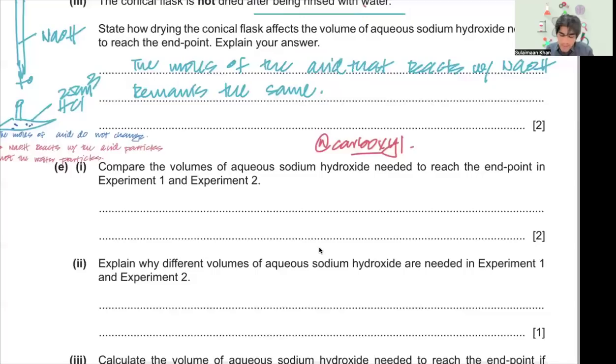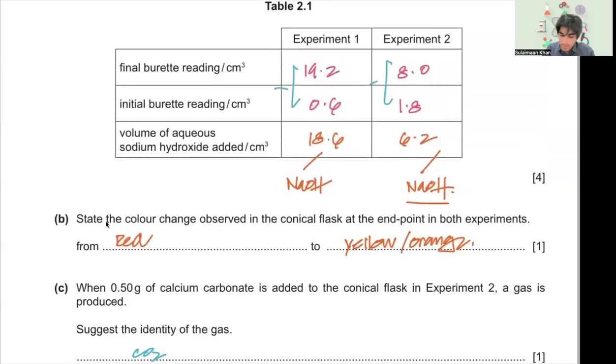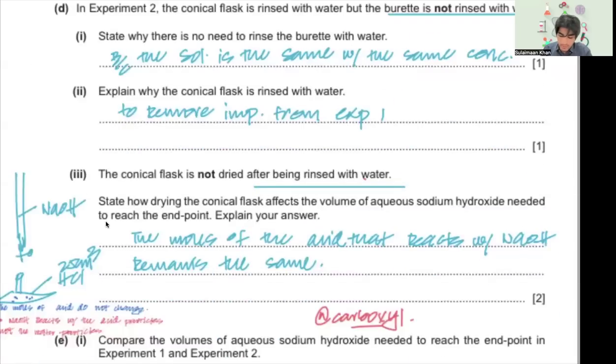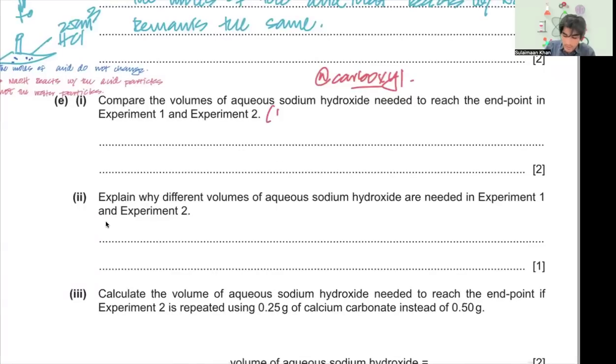Okay. Compare the volumes of aqueous sodium hydroxide needed to reach the endpoint in experiment 1 and 2. You have to compare them. It's more in experiment 1, right? Why is it more? See, in experiment 1, it's 18.6, and in experiment 2, it's 6.2, right? Because you used calcium carbonate. So 18.6 minus 6.2. What do you get?